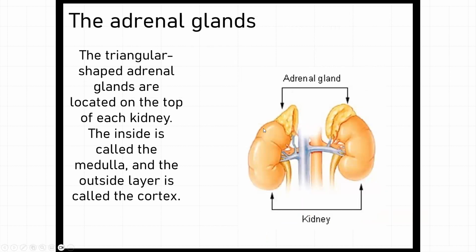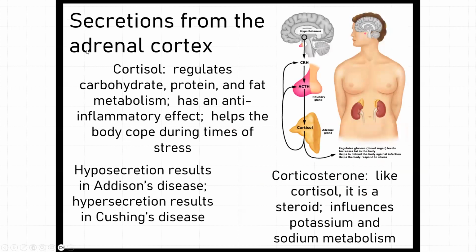Adrenal glands. As the name suggests, renal is for kidney. The adrenals are in the vicinity of the kidney; rather, they are attached to the kidneys. These triangular shaped adrenal glands are located on the top of each kidney. The inside is called the medulla and the outside layer is known as the cortex. So both the parts secrete or release different types of steroids.